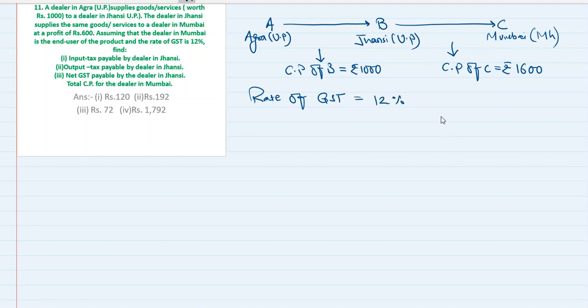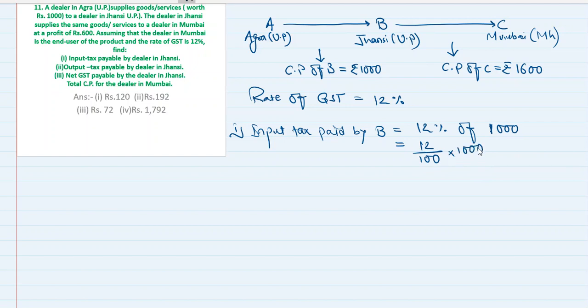Find the input tax payable by the dealer in Jhansi. Number 1. Input tax paid by B, that is the dealer in Jhansi, is equal to 12% of 1000. He is buying it for 1000 rupees, right? So 12 upon 100 multiplied by 1000, which is rupees 120.